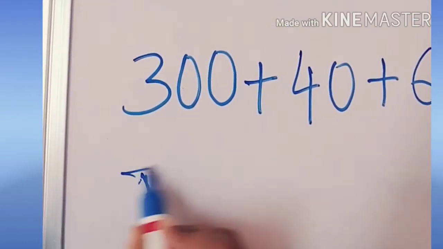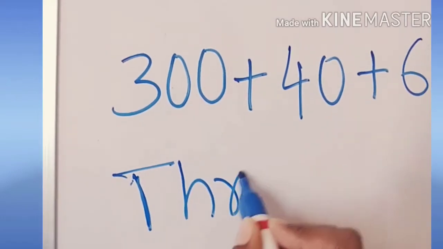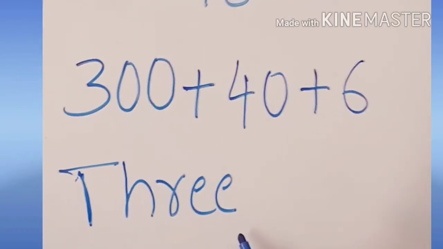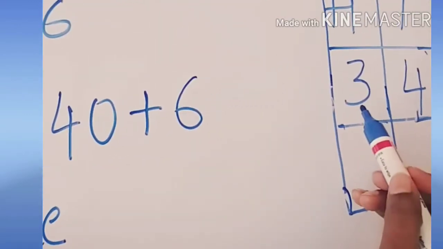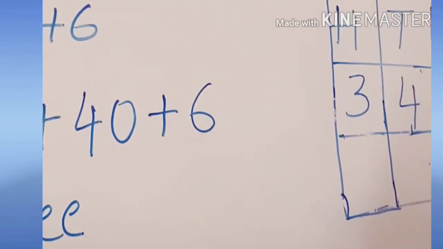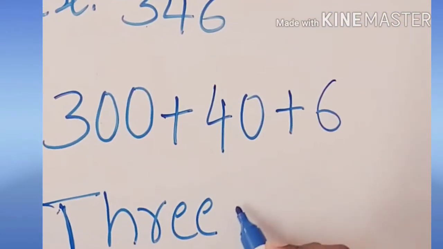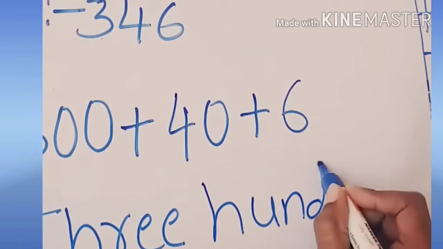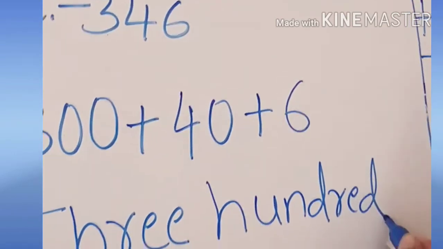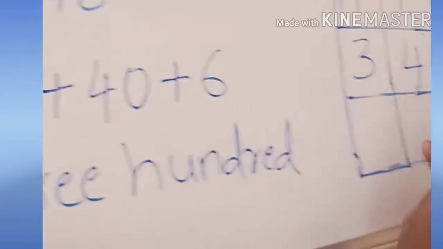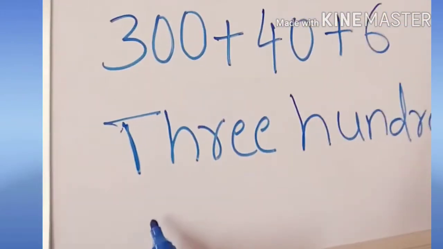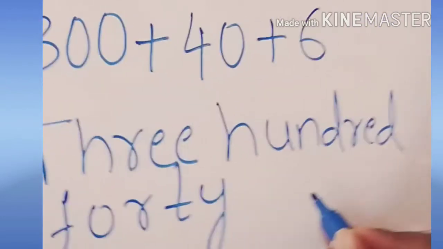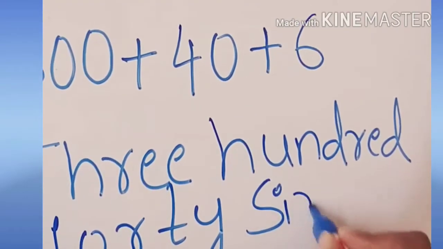What is the spelling of 3? T-H-R-E-E. I will write 3 here. Then we mention the name of its place. 3 is in the hundreds place. So I will write here hundred. 3 hundreds. What is the spelling of hundred? H-U-N-D-R-E-D. Three hundred. Then 46. Forty-six. F-O-R-T-Y. Three hundred forty-six. Understood?